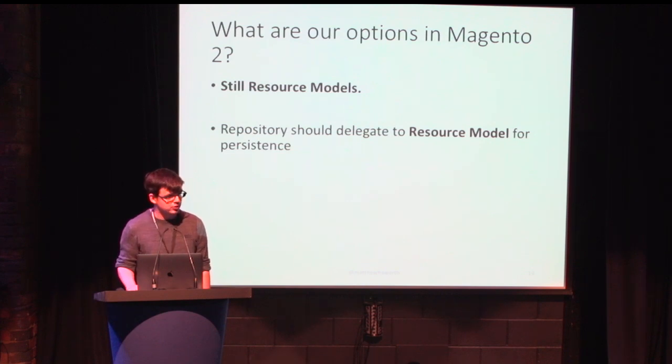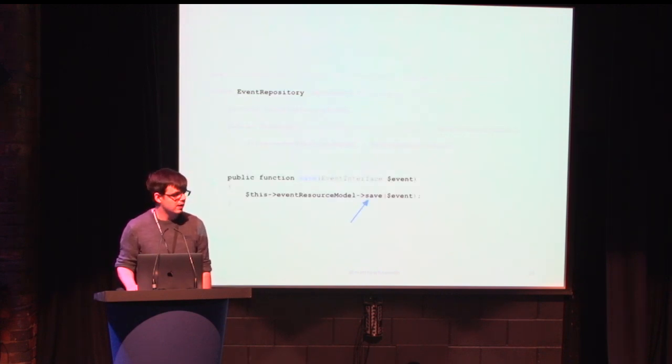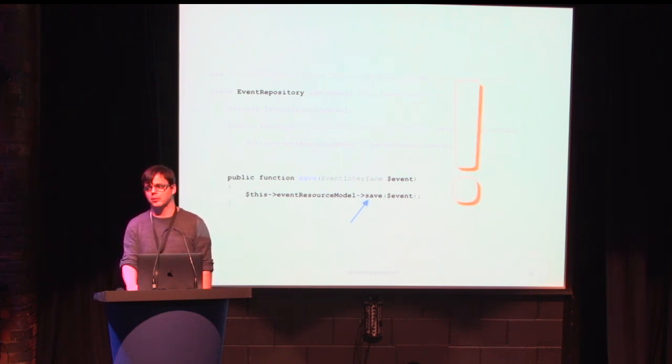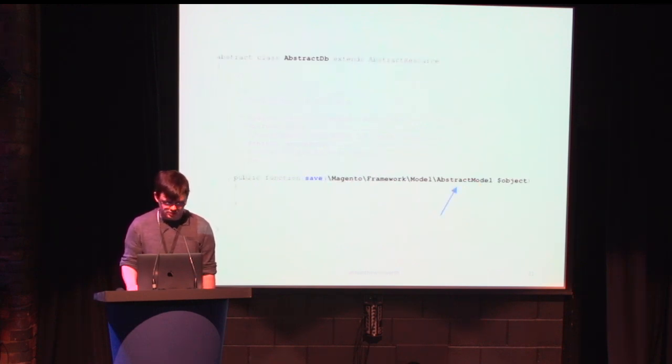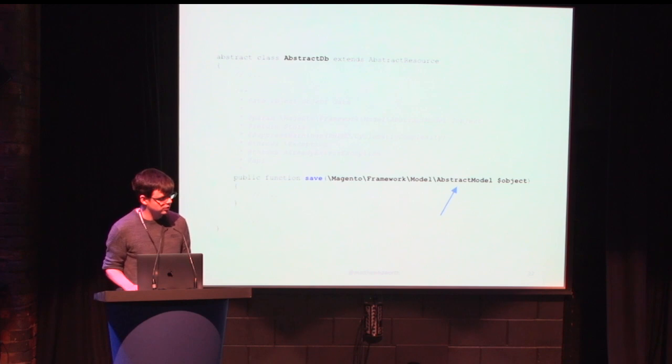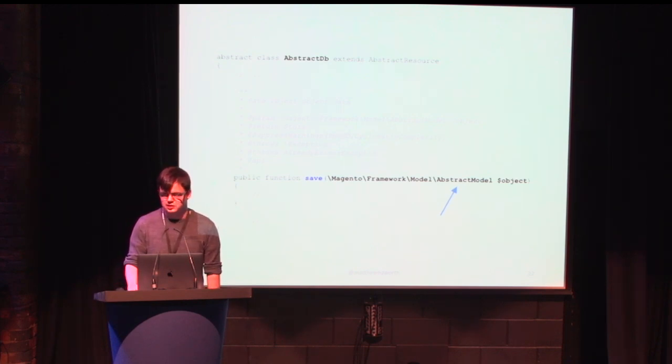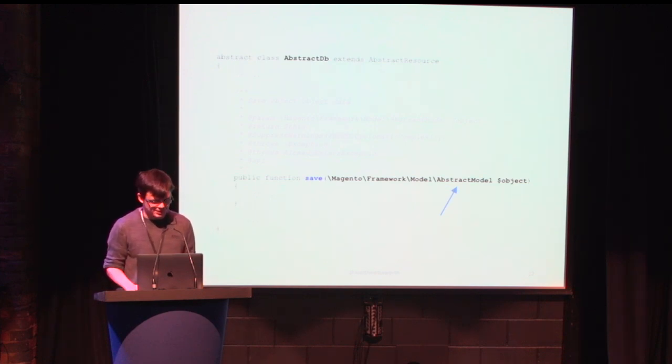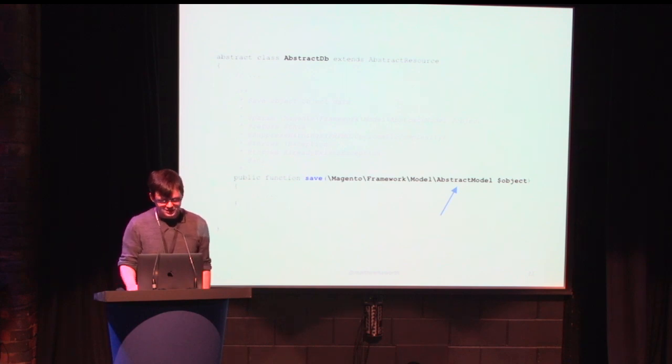So given such, my repository save method might look something like this. I pass my entity to my repository, and then my repository calls save on the resource model. Now this method accepts an abstract model. So when I pass it the event interface, I've instantly got a problem. And why have I got a problem? Because Magento still types on the abstract model on the resource model. So I've now passed the event interface in, and in terms of typing, I could pass it because PHP would probably let me. But the reality is I shouldn't, and this resource model expects a different type of object.